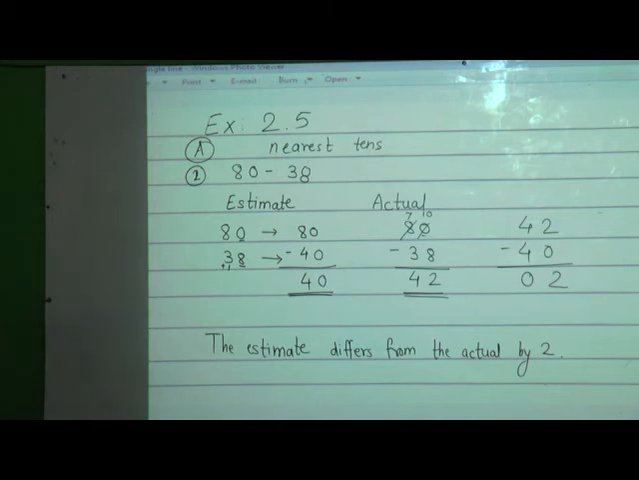Clear till here? Shall we move to the next question? Yes students? We will move to the next question. Now I will solve the fourth one for you.